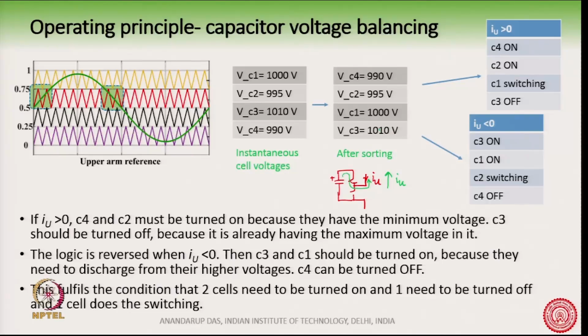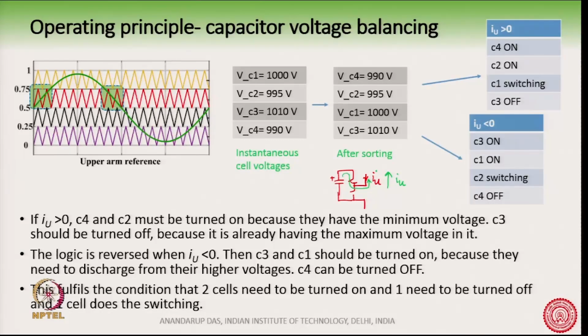lower voltage from them. C4 must be turned off because C4 is already at the minimum voltage, and if you discharge it further, it is going to go down further. So, C4 is off, which means we have turned on the lower switch of C4, and the capacitor voltage will stay at 990 volt, it will not diverge. And again the intermediate one is C2, and it will do the switching. During this switching it will also slightly discharge, because the current direction is like this.